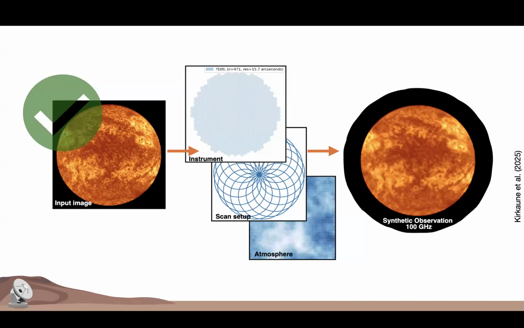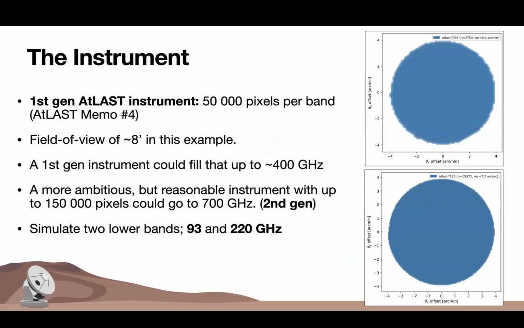So now we have an input map. What about the instrument and the scan? The instrument in this example case took inspiration from AtLAST memo number 4 in the AtLAST memo series, where it is mentioned that the first generation AtLAST instrument should be able to have around 50,000 pixels per band. And then we chose a field of view of 8 arc minutes in this case, which is quite big, which a first generation instrument should be able to fill up to 400 gigahertz.